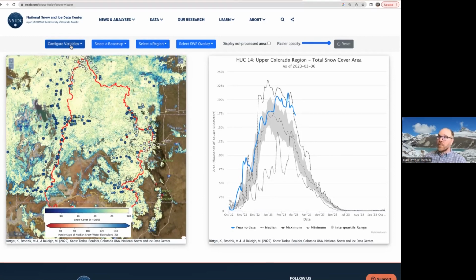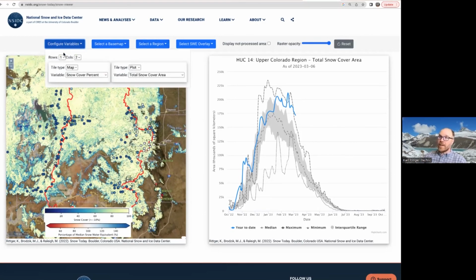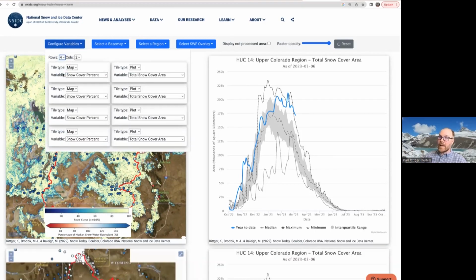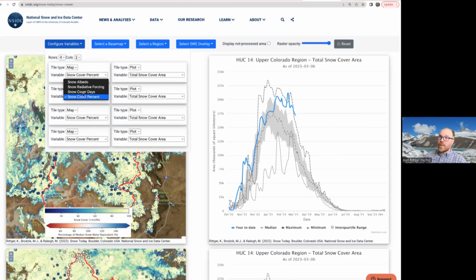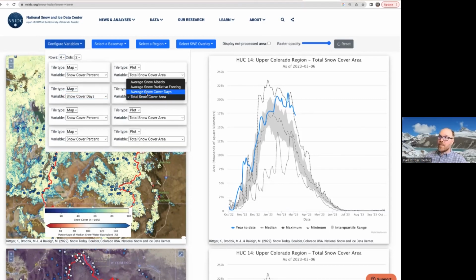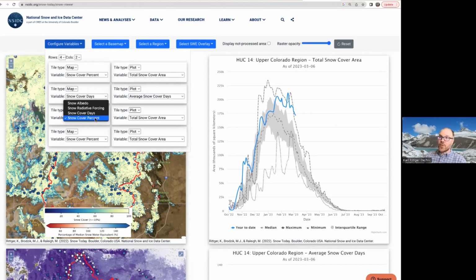The other things we can look at, and I'm going to use this configure variables to add a bunch of data to the map here. So you can view a whole bunch of variables. Snow covered days is basically duration of snow cover. Snow radiative forcing tells us the impact of dust and carbon on the snowpack. When there's more dust and carbon on the snowpack, it melts faster. And then snow albedo is just the brightness of the snow.